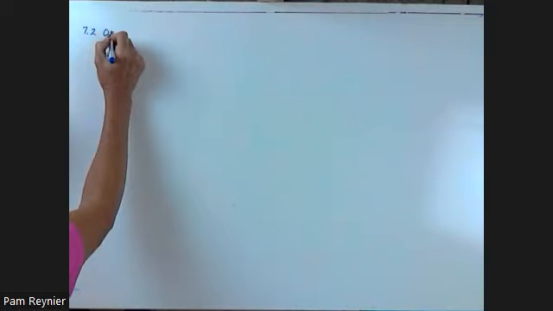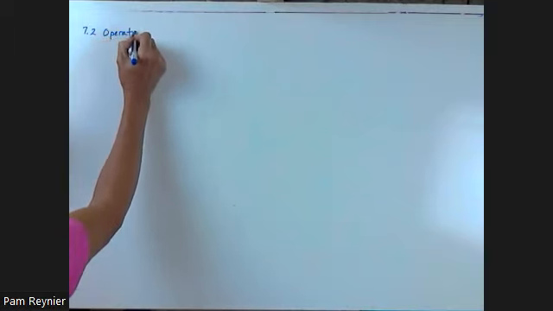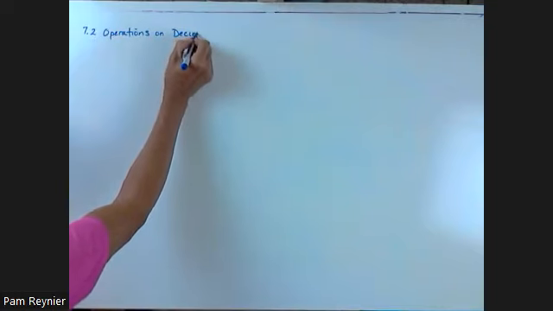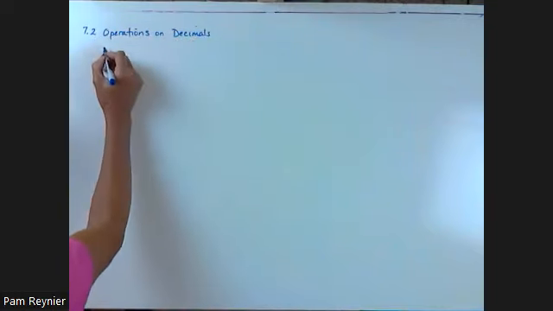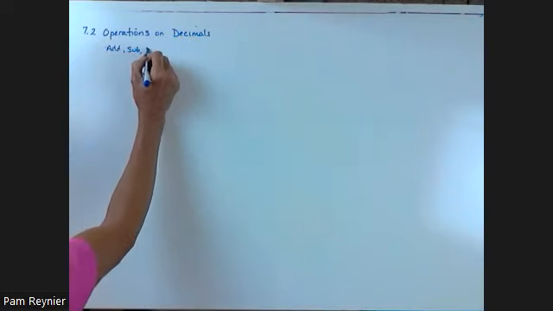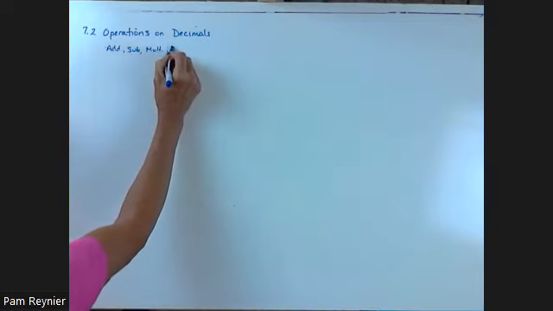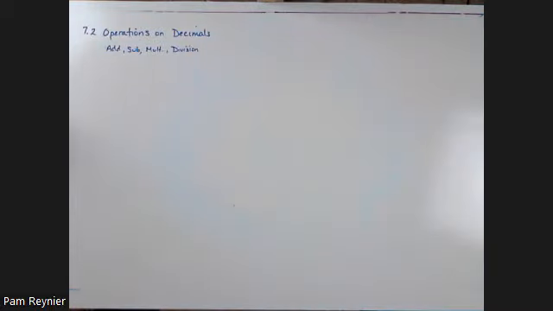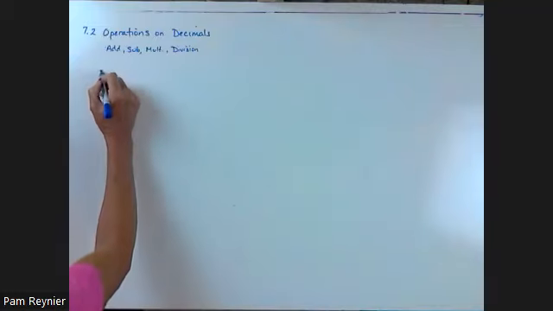All right, let's take a look at 7.2, operations on decimals. And when we're talking about operations, we are talking about addition, subtraction, multiplication, and division. So let's start off with adding and subtracting.